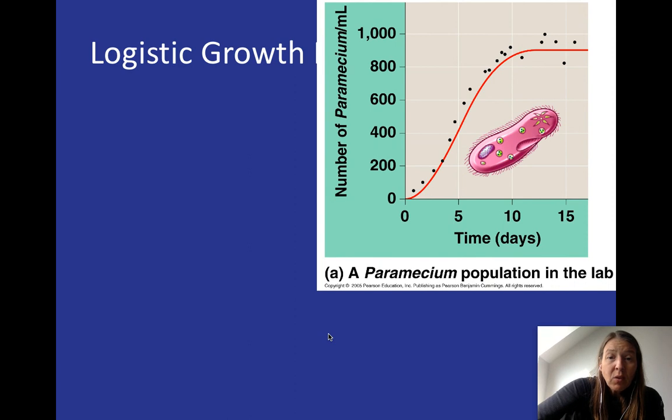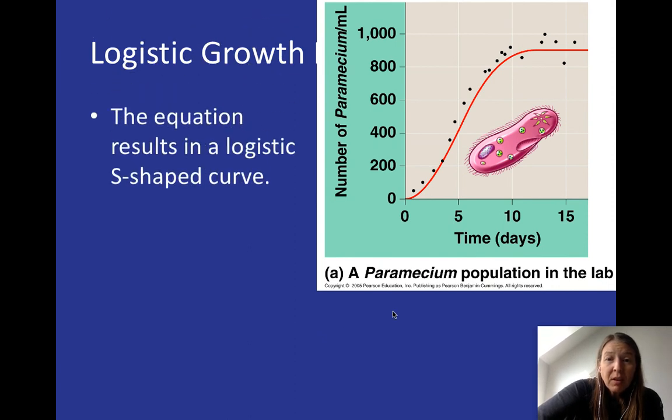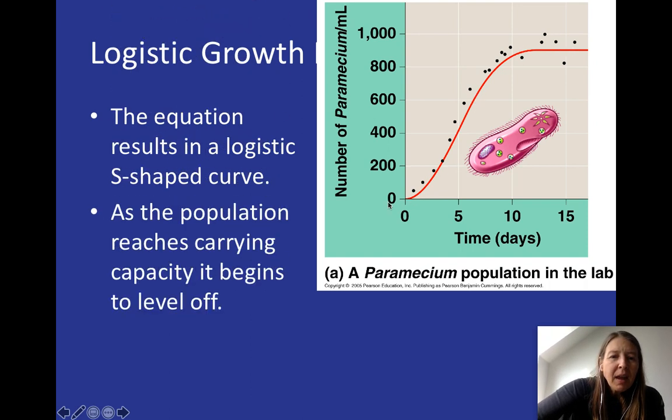Okay, so logistic growth, again, the equation results in this S-shaped curve. Here we're looking at paramecium in a petri dish or in an Erlenmeyer flask. And so it tends to be a little bit low at the beginning, goes up, and then levels out. So we describe it as an S-shaped curve. And when the population reaches carrying capacity, it's going to level off.